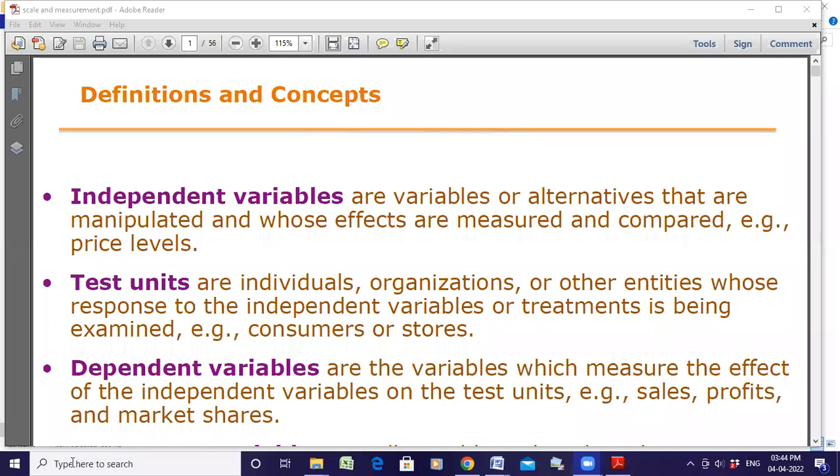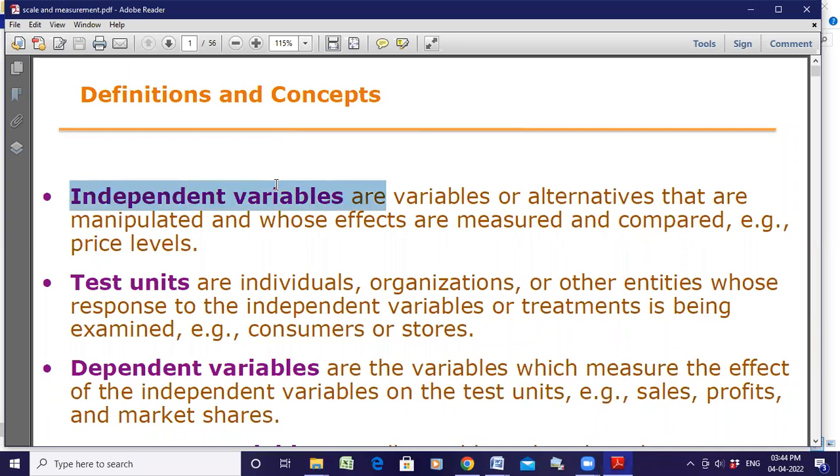Okay, so some important definitions, although we have already covered them, but to understand the next topic, we should have a clear idea of them, like independent variable. So, what is an independent variable? These are the variables or alternatives that are manipulated and whose effects are measured and compared.